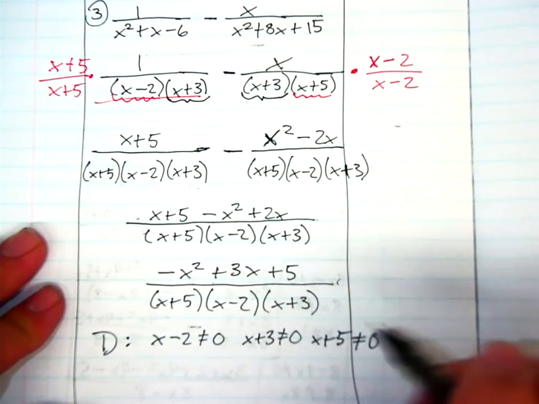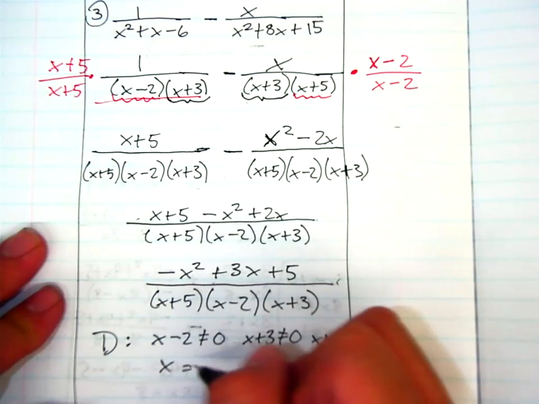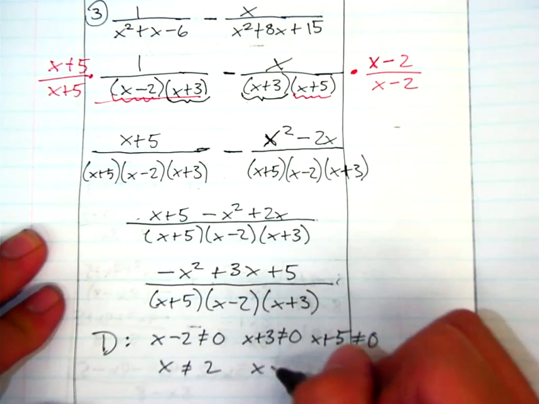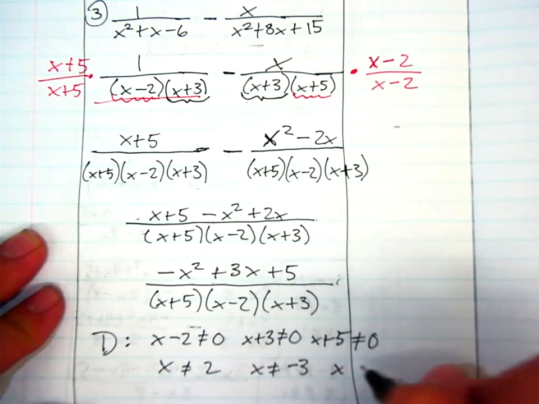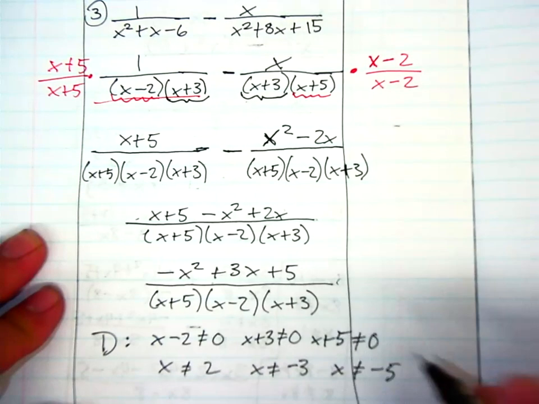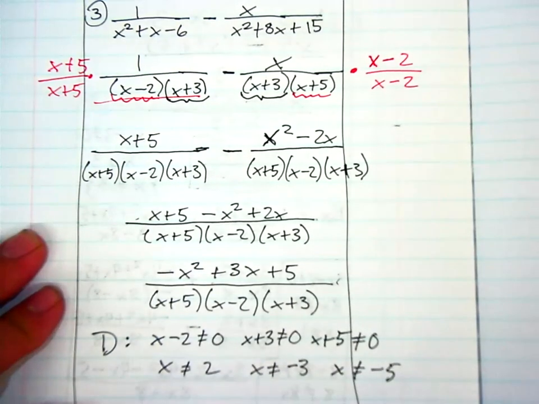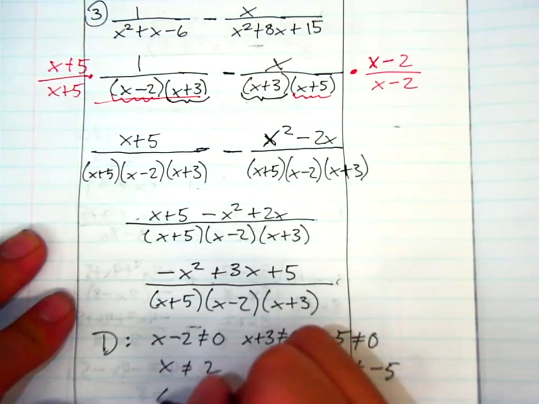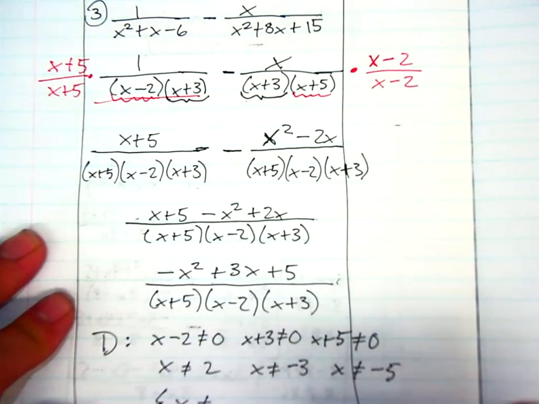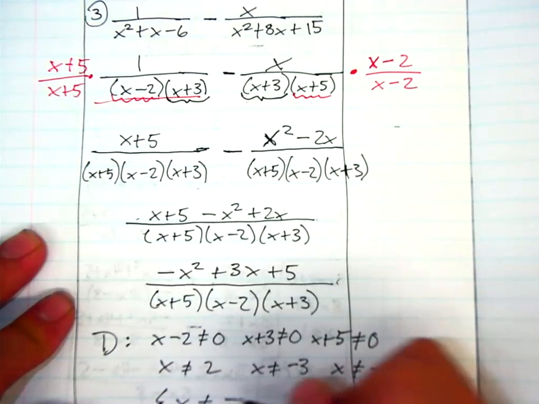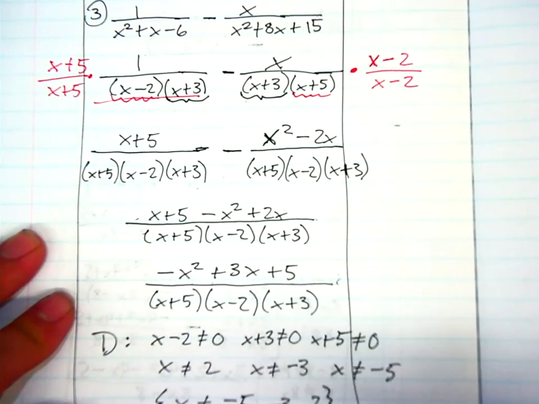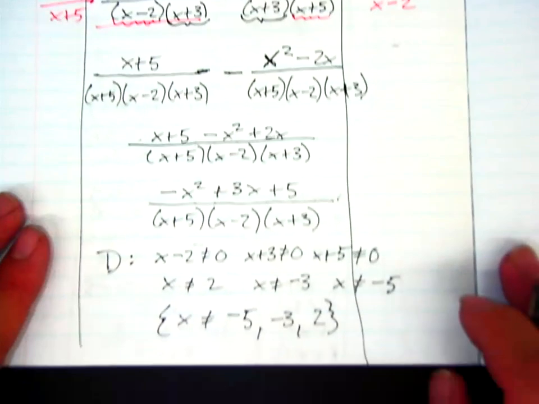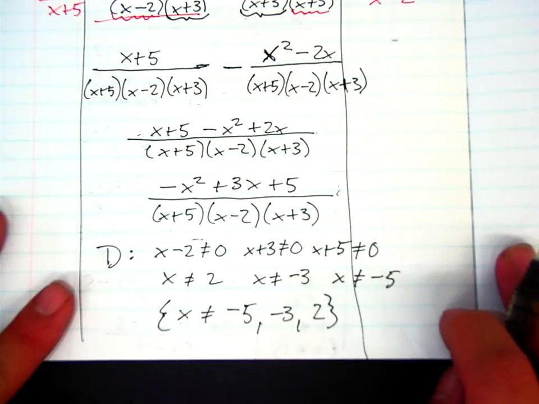So, we have our 3 exclusions. X can't be positive 2. X can't be positive, or negative 3 actually. And x cannot be negative 5. So, in this case, your domain would be x is not equal to, I'm going to go in order, negative 5, negative 3, 2. Or you would write all real numbers except negative 5, negative 3, 2.